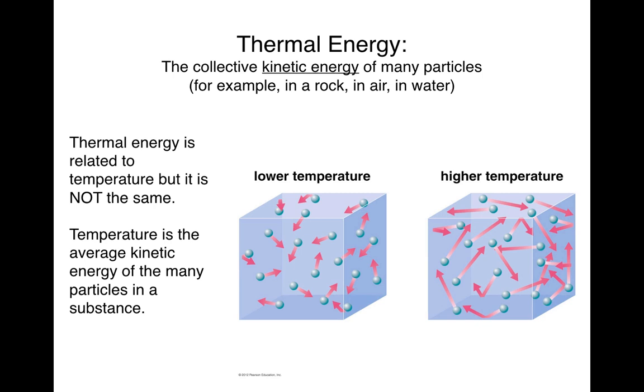Temperature is the average kinetic energy of the many particles in a substance. So, for example, temperature is the average kinetic energy of the air molecules in your room. Just like if you look at cars on the highway, the cars on average are going one speed, but there'll be some cars moving faster and some cars moving slower. If we add up the energy associated with each of those cars, we would have the thermal energy corresponding to the cars on the highway.